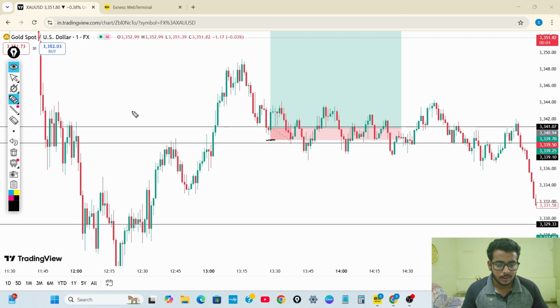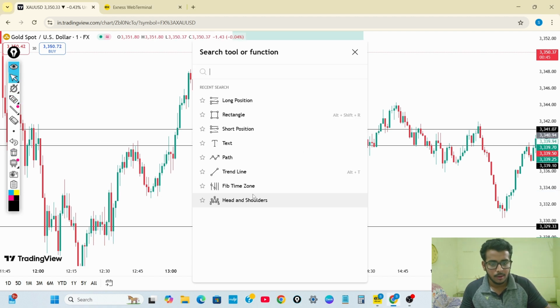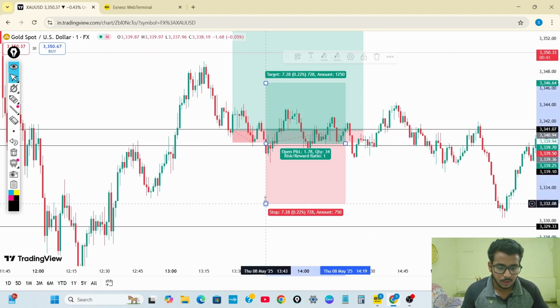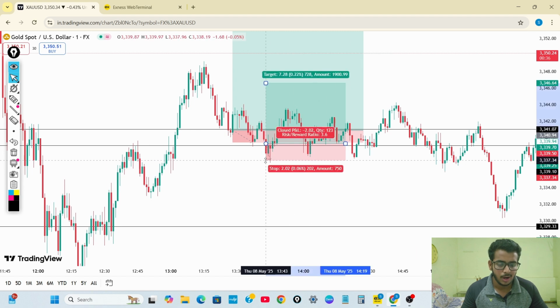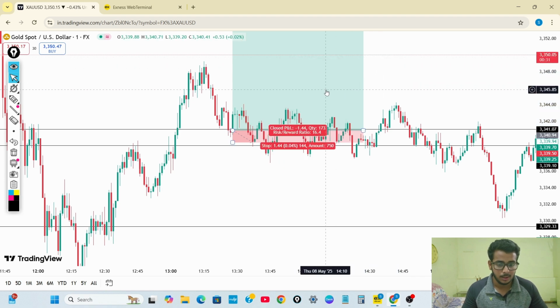As I entered the trade, the market went some 20 pips in my favor, then it went on to hit my SL. After hitting my SL, it came near this 0.618 level. As it came near the 0.618 level, I placed another trade here, and my SL here also got hit. So here I was like, okay, my setup did not play out today.